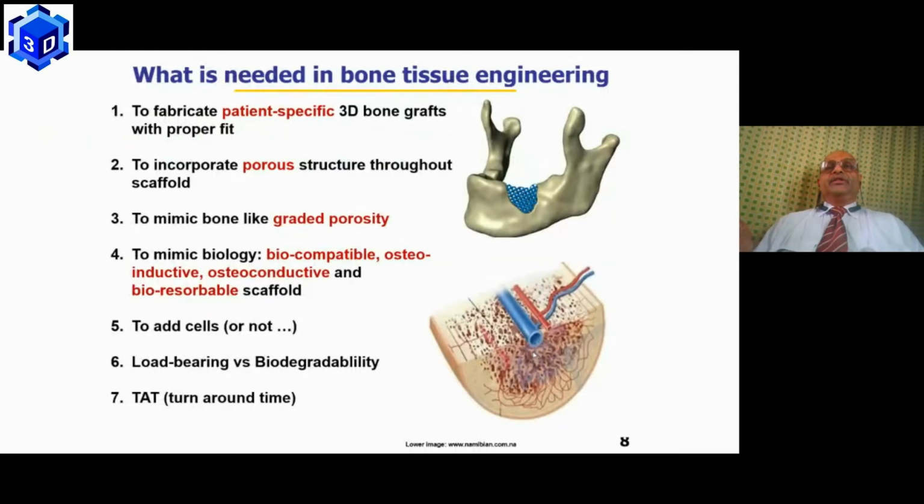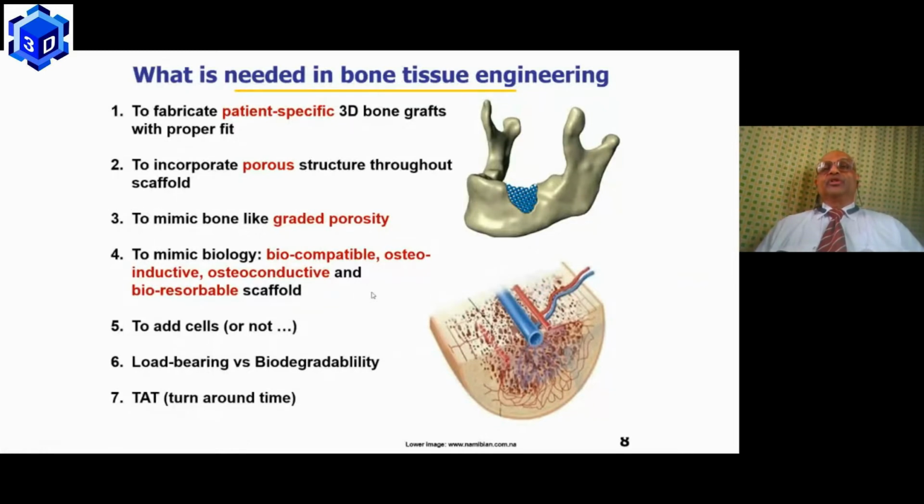So we need, in short, the overall needs that we have are patient-specific 3D bone grafts to fit into voids of complex shapes, to include porous structures, and to mimic the graded porosity, to mimic the biology, including the biocompatibility, the osteoinductive nature, osteoconductive nature, and so on.